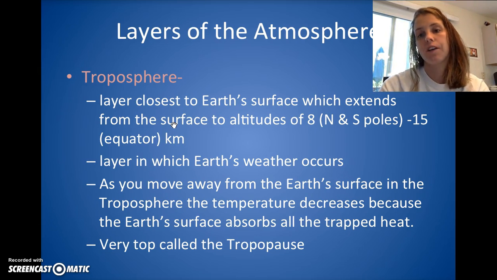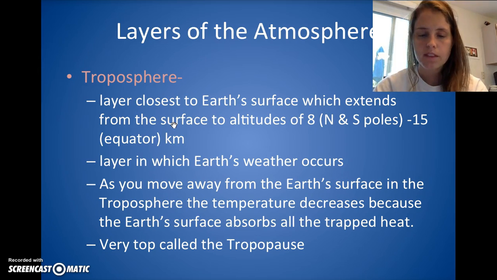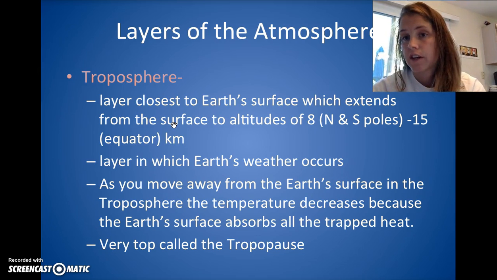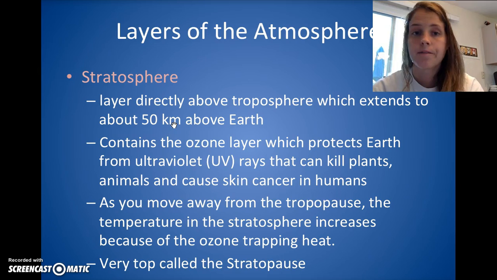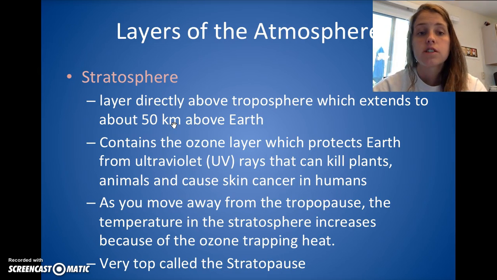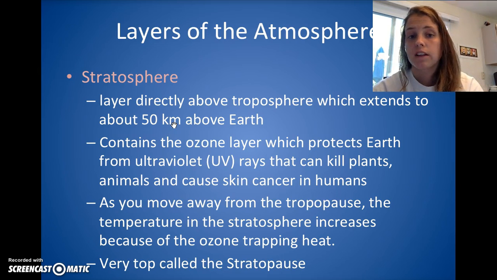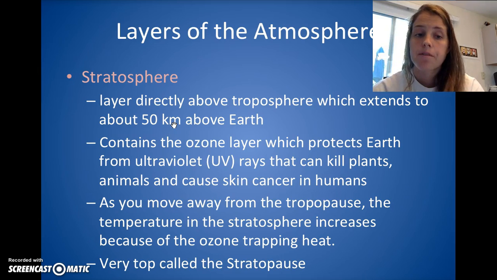So there's not enough left in the actual troposphere. We know from the activity, the very top of it is called the tropopause. Then we have the stratosphere. This is the layer directly above the troposphere, which extends about 50 kilometers. So this one goes really high above the Earth. So it starts, like we said, at about 8 to 15 kilometers and goes up to about 50 kilometers.